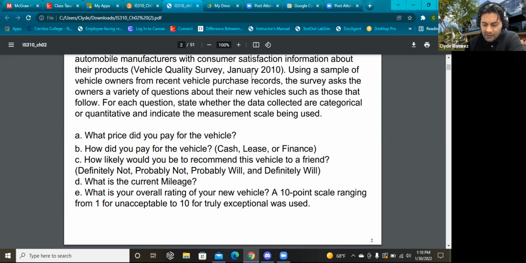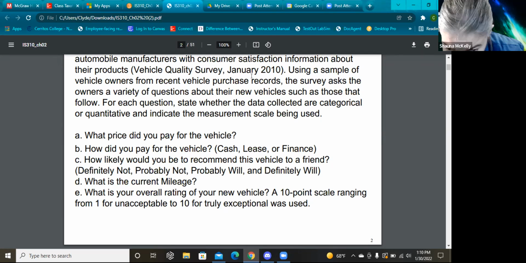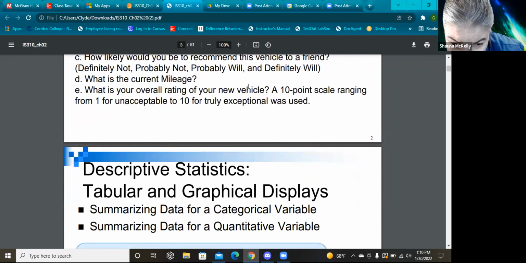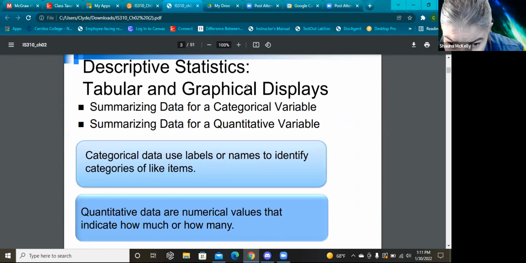What did we get for C? Ordinal. And it's qualitative because it's a quality of something, right? So it's just a matter of, okay, and here's just a review.